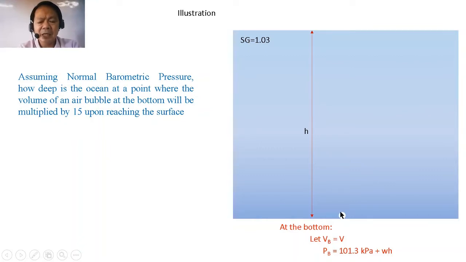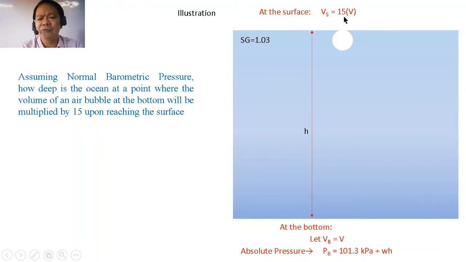So when it reaches the top of the ocean or at the surface, okay, the bubble will increase its volume. Diba? Kumbaga, ang volume niya ay magiging ganito. So, habang tumataas siya, lumalaki siya until it reaches the top na kung saan ang kanyang volume at the surface will be equal to 15 times the volume at the bottom. And because it is already at the surface, yung kanyang pressure ay nagiging atmospheric pressure na lamang. That is 101.3.